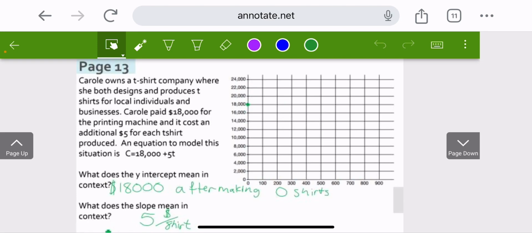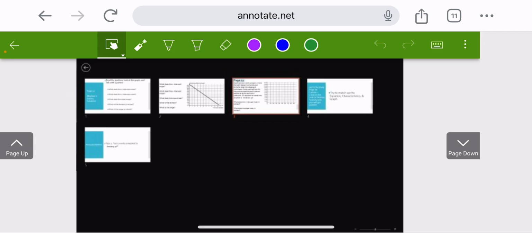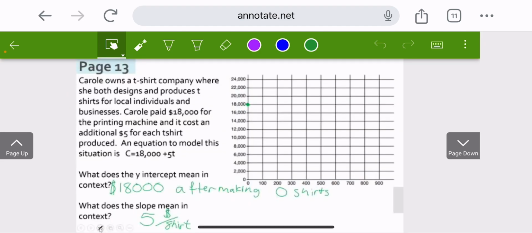So a way you can do that: we can take our equation and use substitution to substitute in a value, so we can figure out the cost using our equation, 18,000 plus 5 times, and you can do 100, or 200, or 300, or 500, or 900. I recommend sticking with values on the graph. So how much does it cost for 100 shirts?